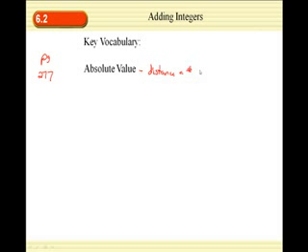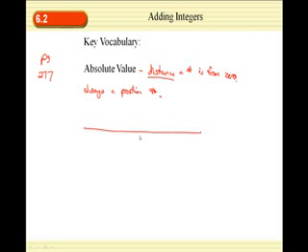A number is from zero. Now here's one thing that's important: distance is never negative. So absolute value is always a positive number. So let me show you an example. Here's the number line. Oops, that's a 2. -3, -4. 1, 2, 3.